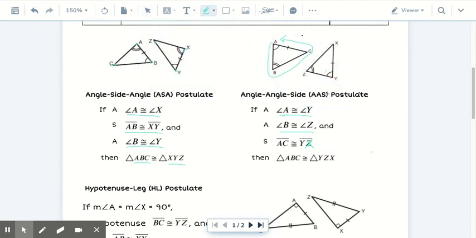All right, here we go. Okay, so the second triangle is YZX, this way. There we go. So they do go in the same order, touching all of the congruent parts in the same order from one triangle to the other.